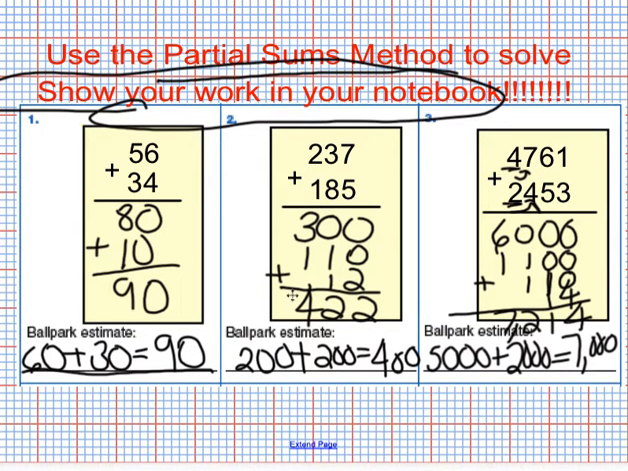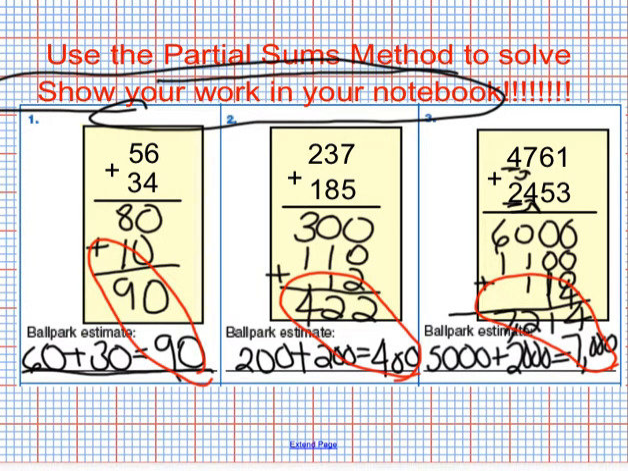So here are the answers for our three equations, and you can see that our ballpark estimate and the actual answer were very close. Our ballpark estimate was 400, the actual answer was 422, so that's very close. And our ballpark estimate was 7,000, the actual answer was 7,214, which again is very close. So we did a good job on our ballpark estimate, and hopefully you did a good job of working out the answers.